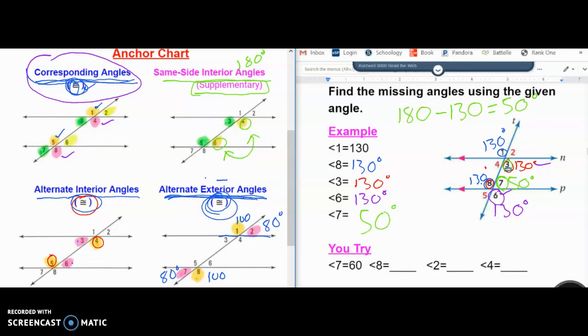The only thing that I do want to tell you is that I know that it's not asking for angle 2, but I want to go ahead and give you angle 2. Angle 2 will also measure 50 degrees because angle 2 and 7, look, 2 and 7 would be corresponding angles. That would be like 6 and 2. So they are congruent, okay?